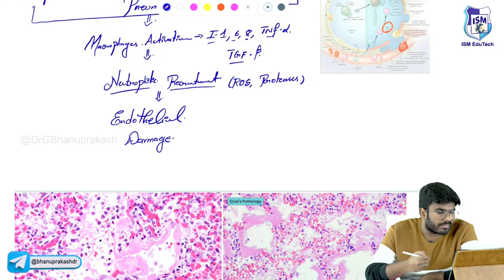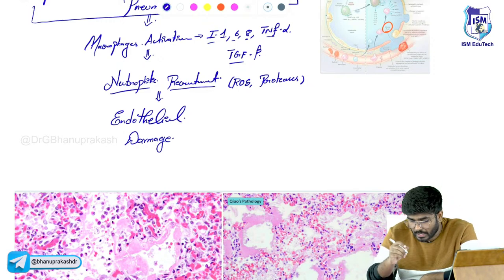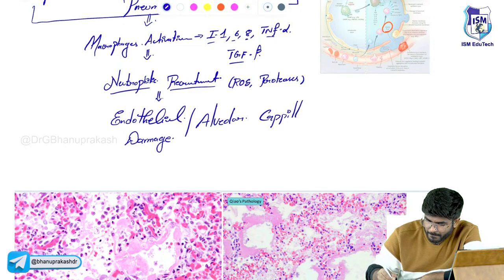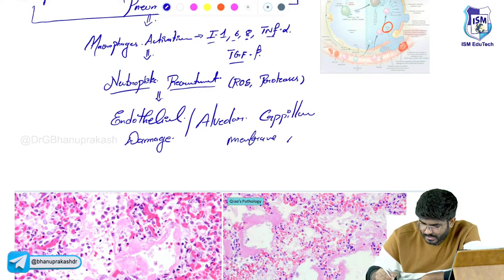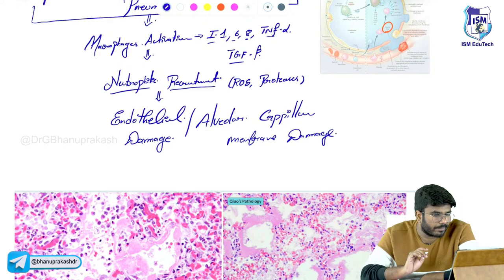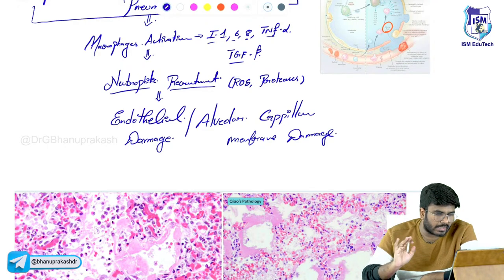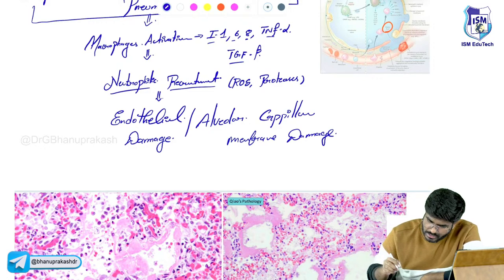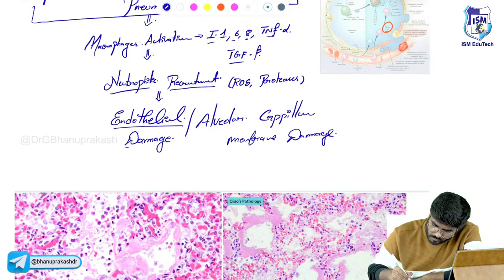Or I can say the alveolar capillary membrane damage, especially in the alveolus. Alveolar capillary membrane damage can occur. Now, whenever the capillary membrane is damaged, there is endothelial damage or alveolar capillary membrane damage. Now, whenever there is endothelial damage, what happens?